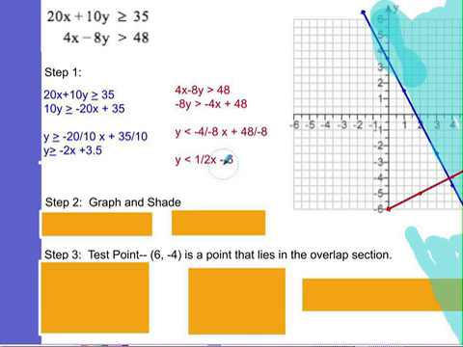To shade, again, it says y is less than. So all the numbers less than y are below. So I got to color below this red line. Oops, wrong color. I need red. Here we go. Let me erase that.